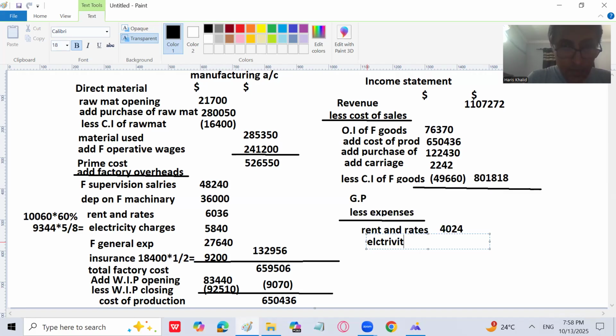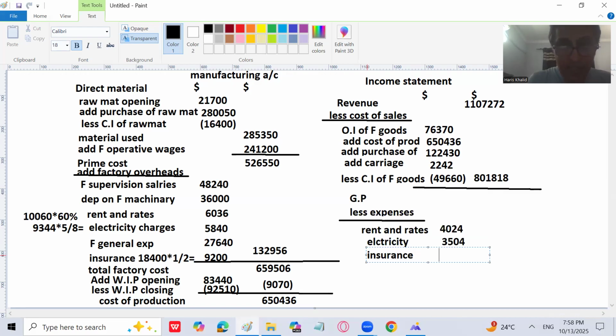Electricity charges. That is 9344 into 5 by 8. 9344 into 3 by 8 will go to the expenses. That is 3504. Okay. Then comes insurance, because insurance needs to be distributed equally.